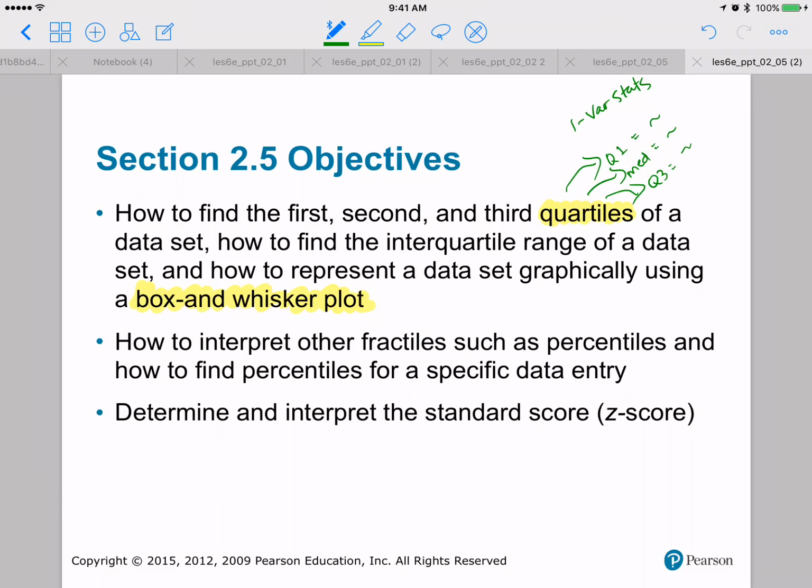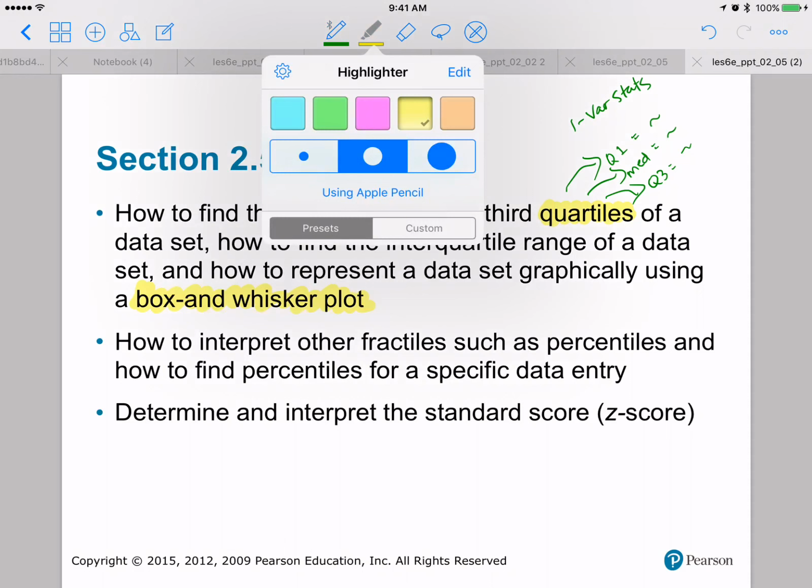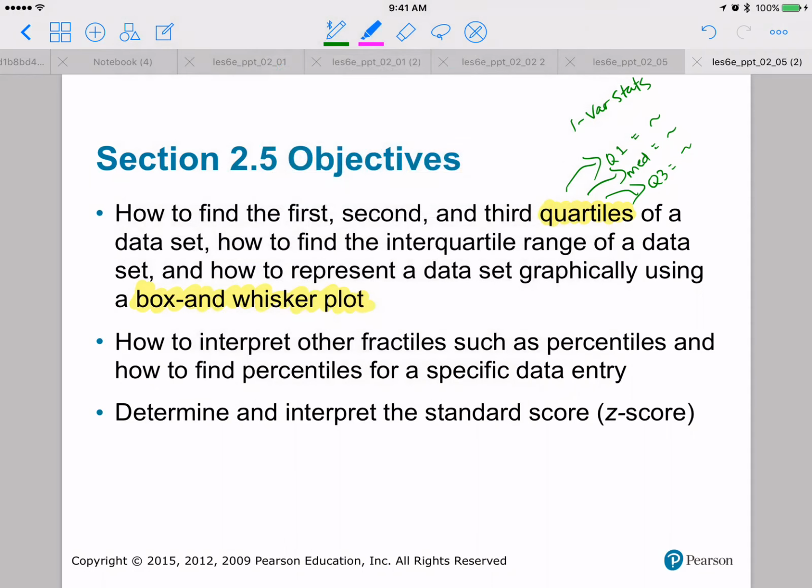Okay. The second thing we're going to work on is how to interpret other fractiles. Notice that our suffix here is "ile," right? So quartile, fractile, and we'll have percentile. Instead of taking your data set and splitting it into 4 for quarter, for percent you're going to be splitting it into 100 different groups. Okay, so we'll talk a little bit about those.